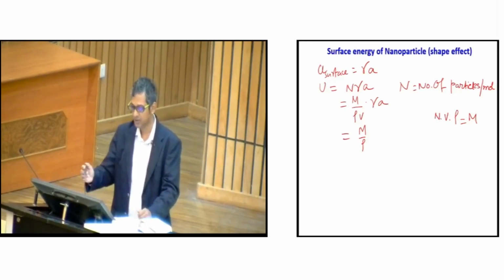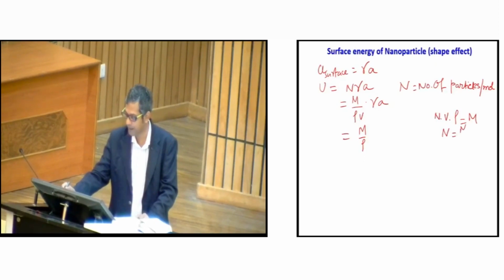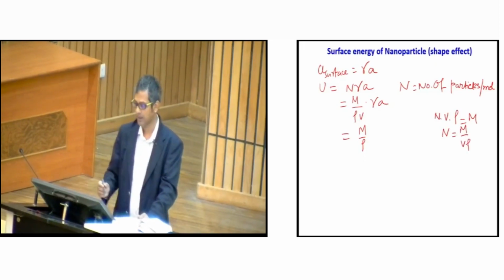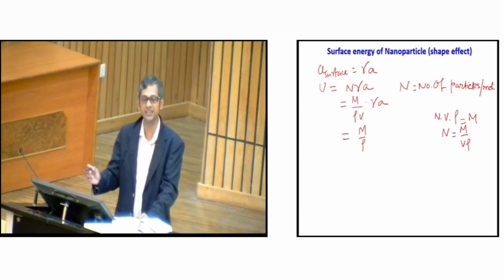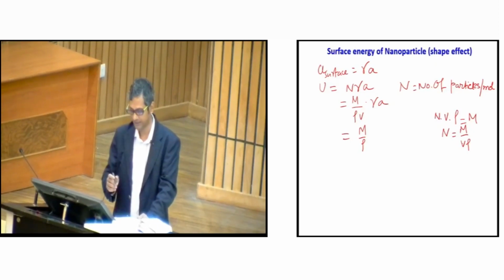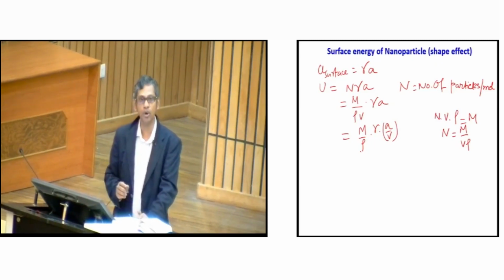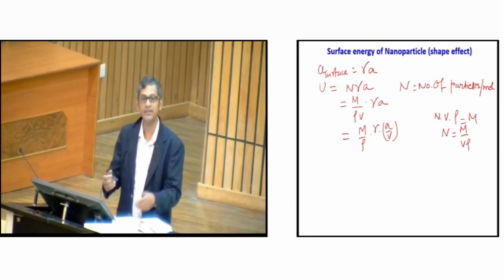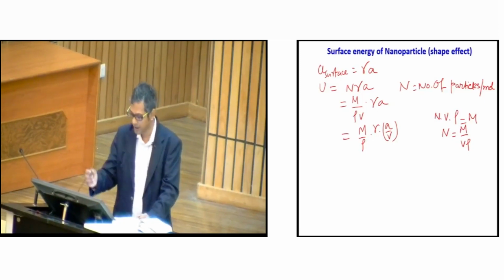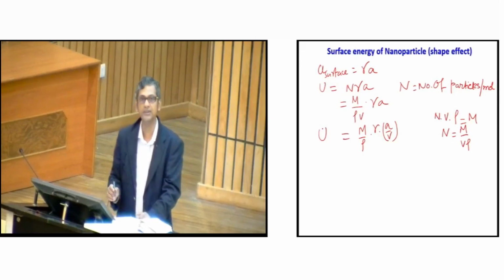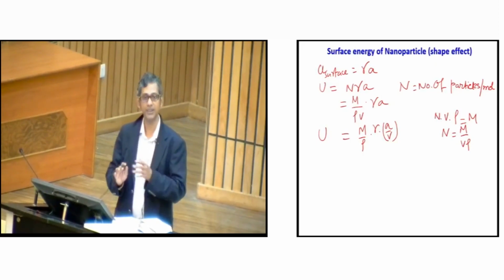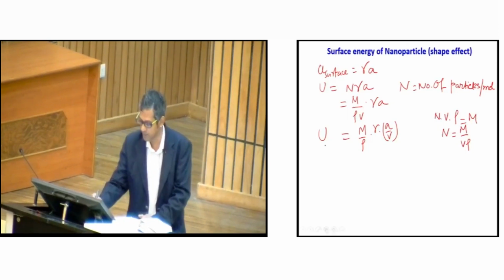Am I clear? So, therefore, I can write down n is equal to m by V into rho, where this V is the volume of each particle, rho is the density of each particle, and m is the molecular weight. So, I can write down this expression like this. That has become m by rho multiplied by gamma multiplied by A by V. A is the surface area of the particle, V is the volume of the particle. So, this is the total surface energy for 1 mole. Very simple calculation, you can do that. So, this is per mole actually, okay.